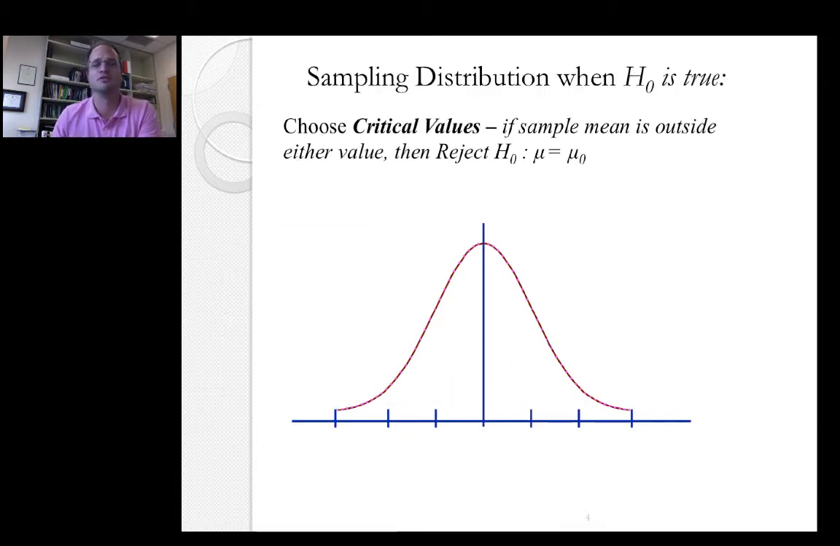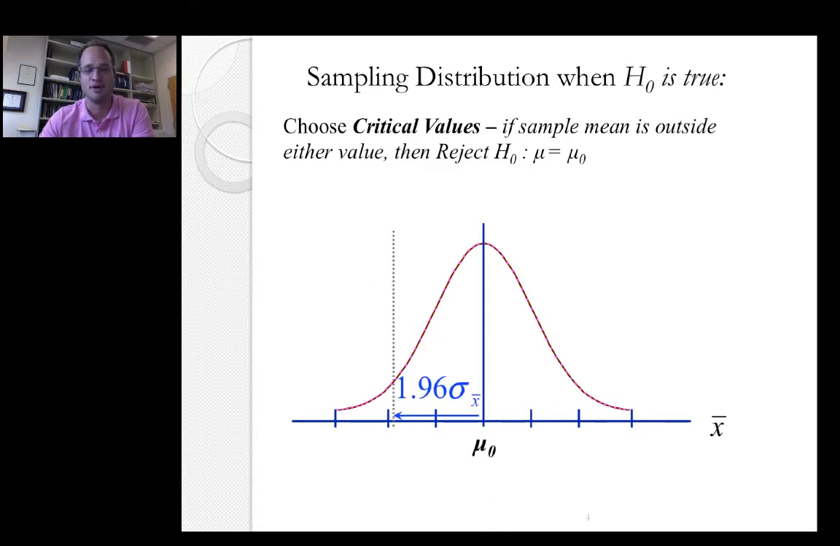So we're going to choose critical values. These are going to be thresholds. And if the sample mean is outside either of these values, for this two-tailed test, then we're going to reject the null hypothesis. And if it's not outside, if it's within these bounds, then we fail to reject.